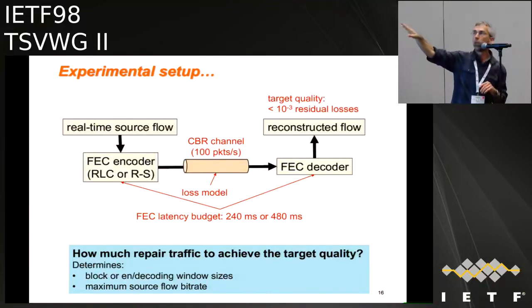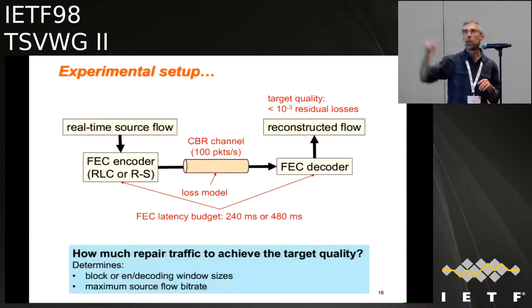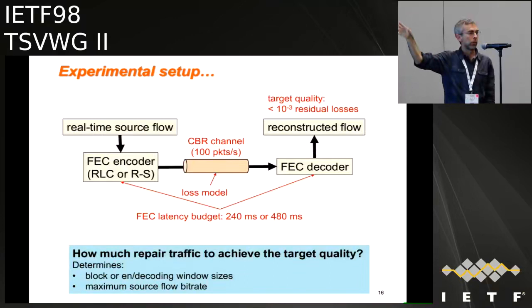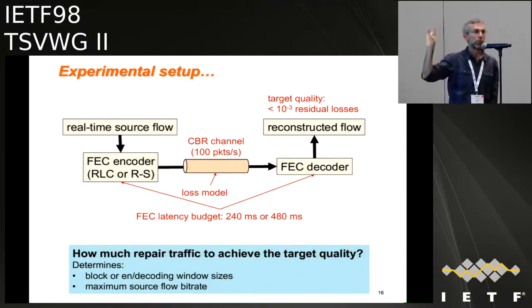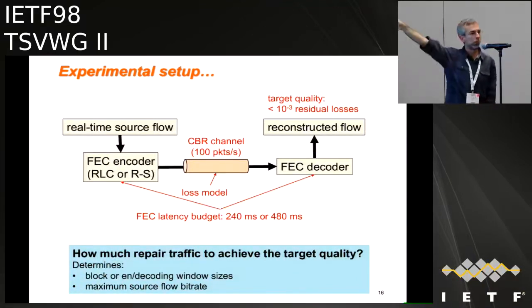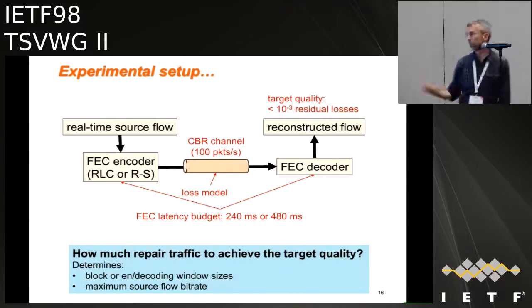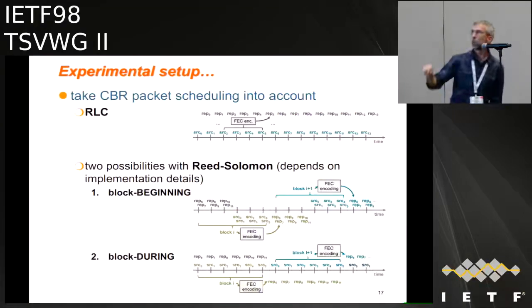And we have this target on the top right of this figure. We have this target quality, which is having at most 10 to the power -3 residual losses after FEC decoding. So you must achieve this goal: no more than 1 packet lost out of 1,000 source packets sent, after FEC decoding. And so the key question is, how many repair packets, how much repair overhead do I need to achieve this goal, taking into account those constraints? So that's the key question we want to answer.